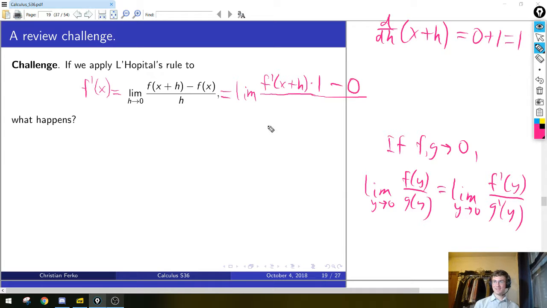Okay, what's the bottom? Remind me, are we taking the derivative of the top and the bottom individually, right? Yeah, that's how L'Hopital works. And this is just going to be all over 1, right? Good. Okay. So what is this telling us? L'Hopital's rule applied to this difference quotient: the limit as h goes to 0 of f prime at x plus h.